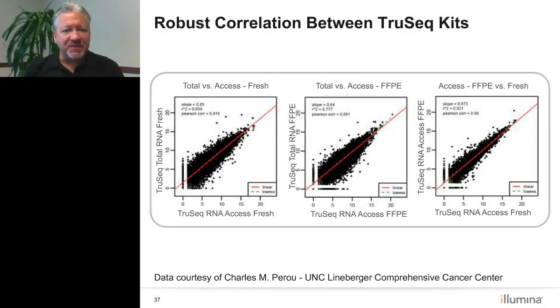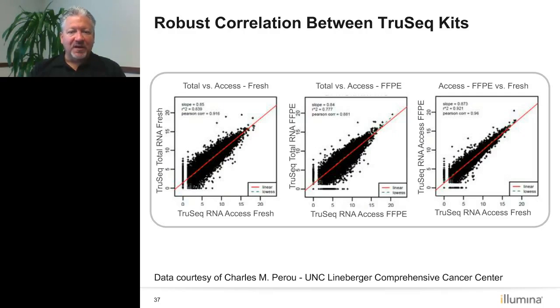This is actually some very interesting data that was generated by Chuck Perou's lab at the University of North Carolina. They were testing out the RNA access kit several months ago and did this very nice comparison, comparing total RNA-Seq to RNA access in fresh samples, total RNA-Seq to RNA access in FFPE, and then access only in FFPE versus fresh. And this is absolute count. So this is the absolute FPKM, RPKM signals compared to one another. And you can see these correlate quite well.